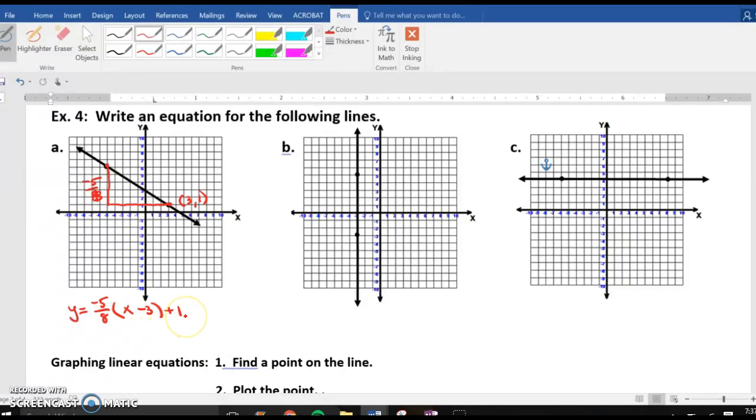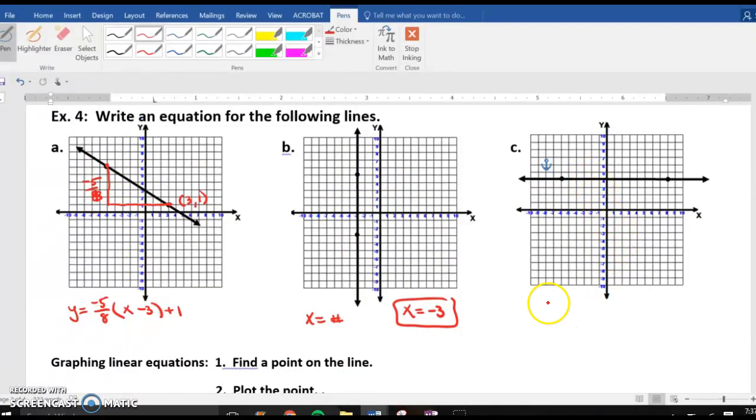Now, this is going to give you a real ugly number, so I would not expect you guys to go and distribute this and write it in slope intercept. I'll take either form. Now, a vertical line. If you guys remember, the equation of a vertical line is one single variable, and it's always x equals a number. Okay, so what does x always equal here? X is always equal to -3. So the equation of a vertical line is just x equals -3.